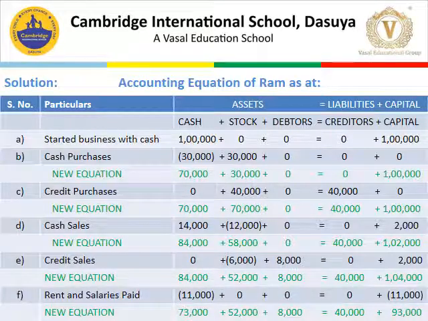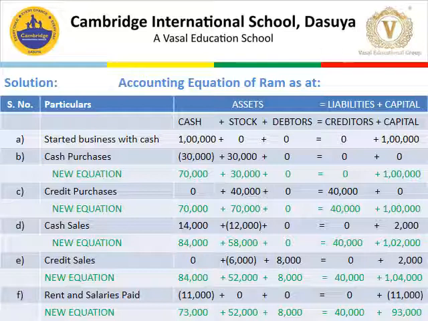Next is credit purchases. Credit purchases means goods were purchased from creditors. No payment is to be made in cash. So there is no effect on cash, but goods come into the business, so there is an increase in stock and an increase in creditors. So the new equation would be cash 70,000 as it is, and after the increase the new stock would be 70,000, equals creditors of rupees 40,000 and capital of rupees 1 lakh. So the total of both sides is 1,40,000.